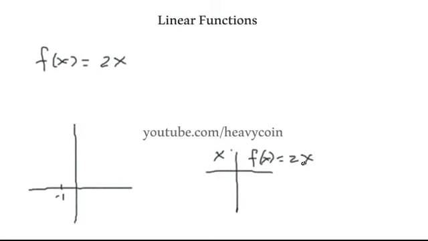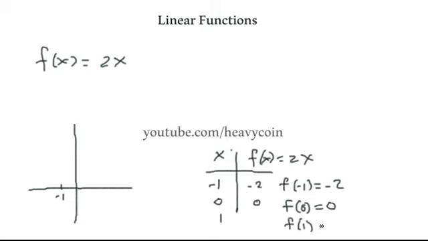I'm just going to pick some points and plug them in. For example, plugging -1 in, 2 times -1 is -2. I should say this is f of -1 is equal to -2. And of course, plugging 0 in, you get 0 out, so f of 0 is equal to 0, since 2 times 0 is 0. And let's say 1. We plug 1 in, so this is f of 1, and we get 2 out, as you can see.